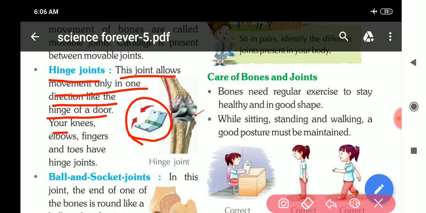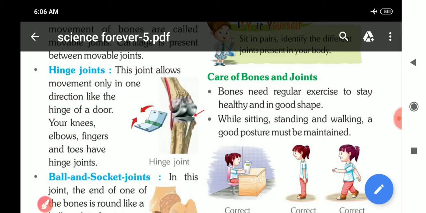Examples: your knees, elbows and fingers. Your knees bend backward, they cannot bend upward. Likewise, your elbows, fingers and toes are examples of hinge joints.